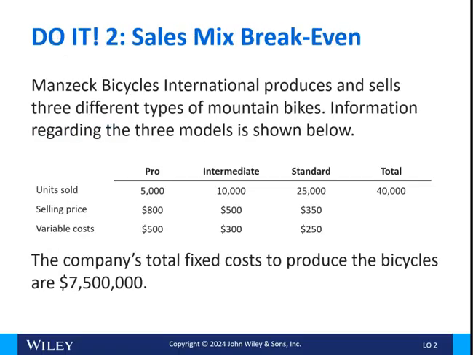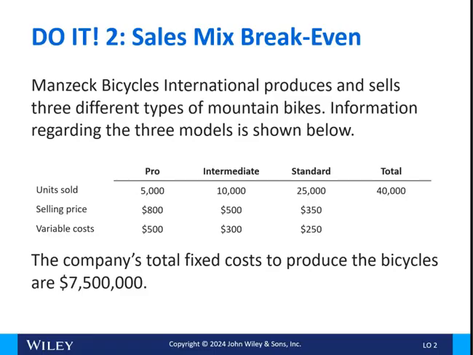Let's do another sales mix break-even analysis. Bicycle International produces and sells 3 different types of mountain bikes. Information regarding the 3 models is shown below. So we have Pro, Intermediate, and Standard. We have the units sold of each of those and the total, the selling price per unit for each, and the variable cost per unit for each. The company's total fixed cost to produce the bicycles is $7,500,000.